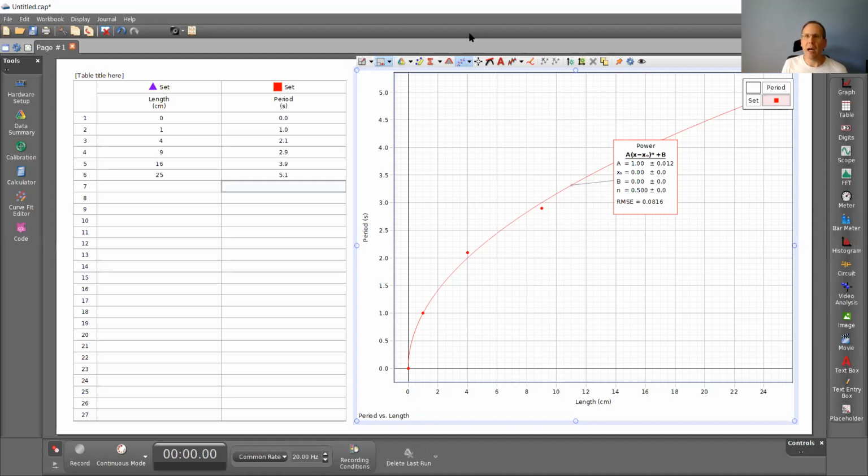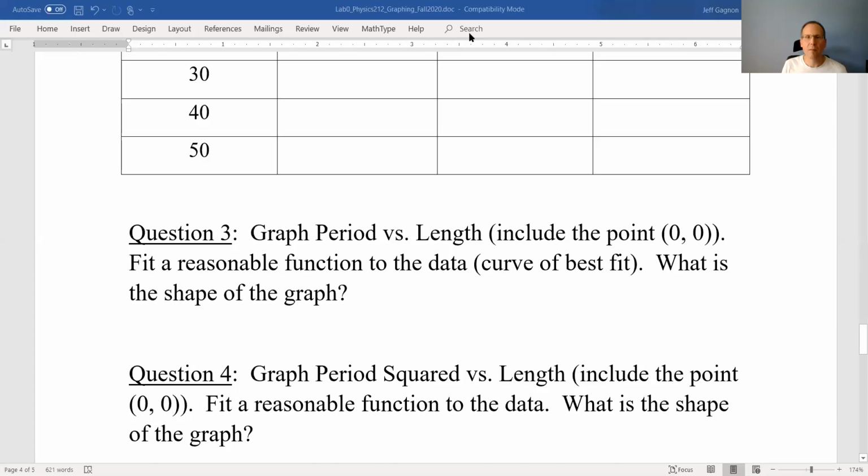All right, let's go back to the handout. Okay, so now we've answered question 3, right? We've done that graph. Just make sure you answer this part. What is the shape of your graph?